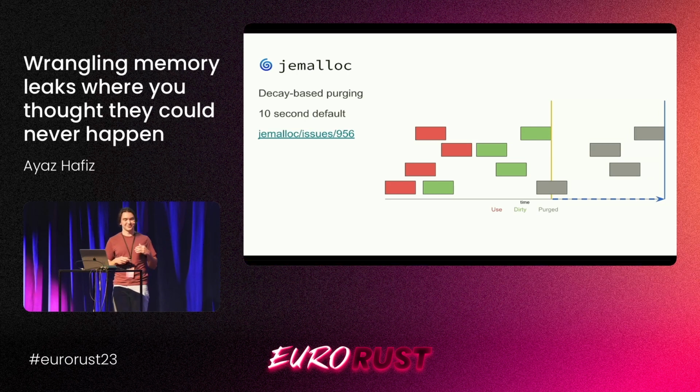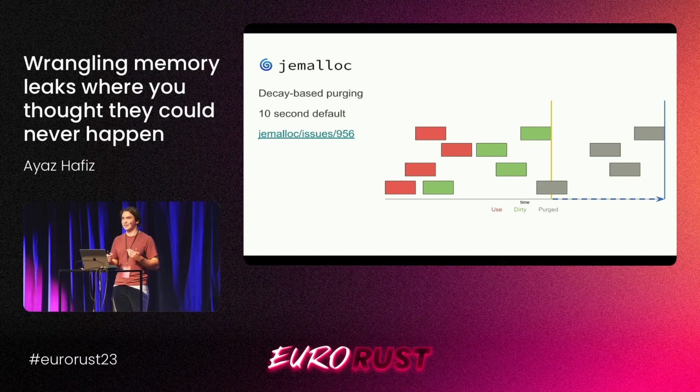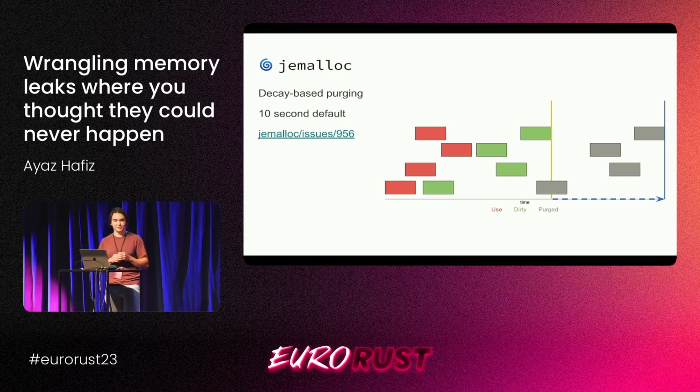Okay. So there's another option called decay-based purging. This is the default option for how jemalloc frees allocations. And by default, jemalloc will delay freeing a page to the OS for 10 seconds. The idea here, again, is that if your application comes back later and wants space to allocate something, well, you have a 10-second buffer before I release the page to the OS, and so things can become much faster from a CPU perspective.